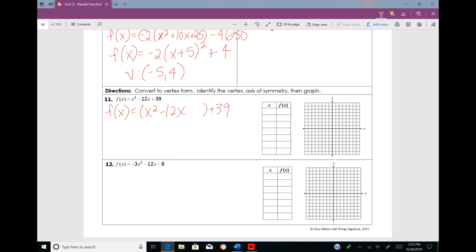Half of negative 12 is negative 6. We square that, it's 36. We're going to add 36, and we're going to subtract 36. Then when we factor it, we get x minus 6 squared plus 3, which means our vertex is the point 6, 3. So we put that value in the middle, and then we're going to pick numbers on either side.